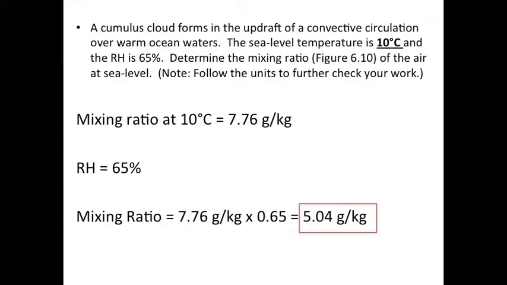Since you have the mixing ratio at 10 degrees Celsius, which is 7.76 grams per kilogram, and the relative humidity of 65%, you can find the mixing ratio of air at sea level. You want to multiply 7.76 grams per kilogram by 0.65, which is 65%, which gives you the mixing ratio of 5.04 grams per kilogram.